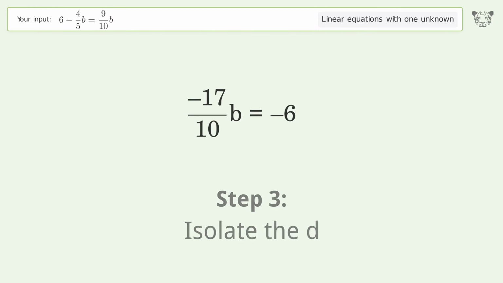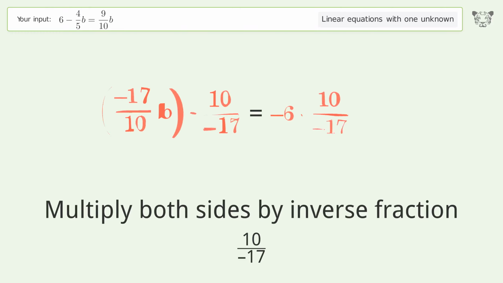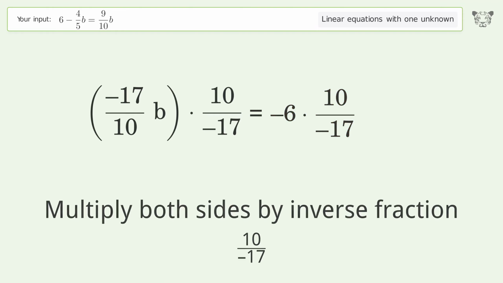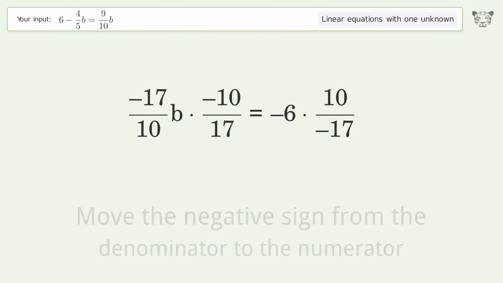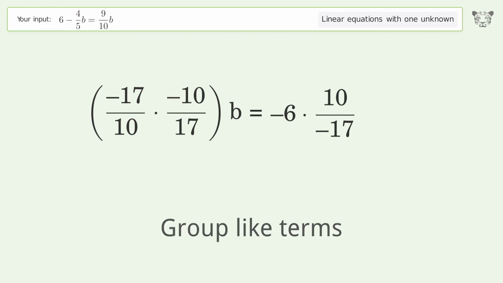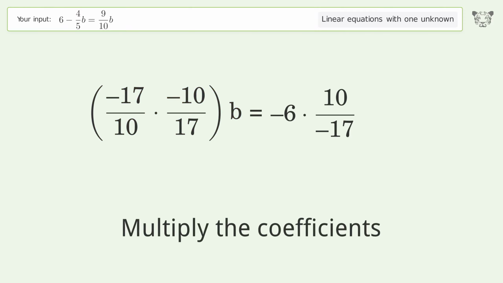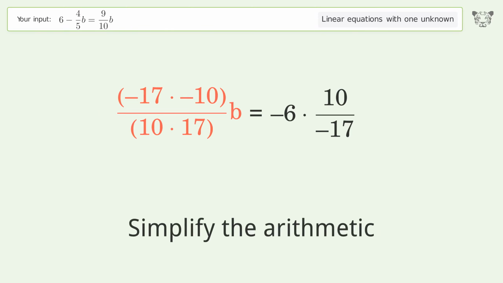Isolate the d. Multiply both sides by inverse fraction 10 over negative 17. Move the negative sign from the denominator to the numerator. Group like terms. Multiply the coefficients. Simplify the arithmetic.